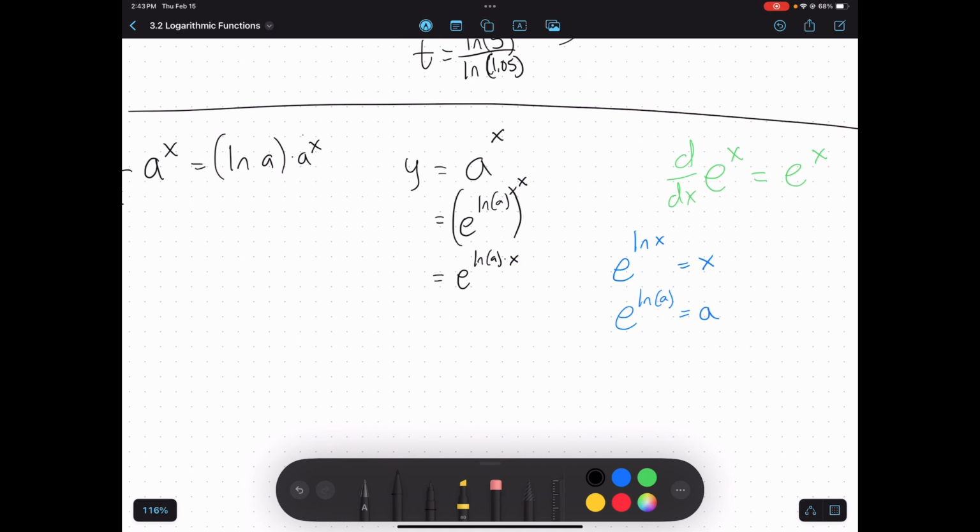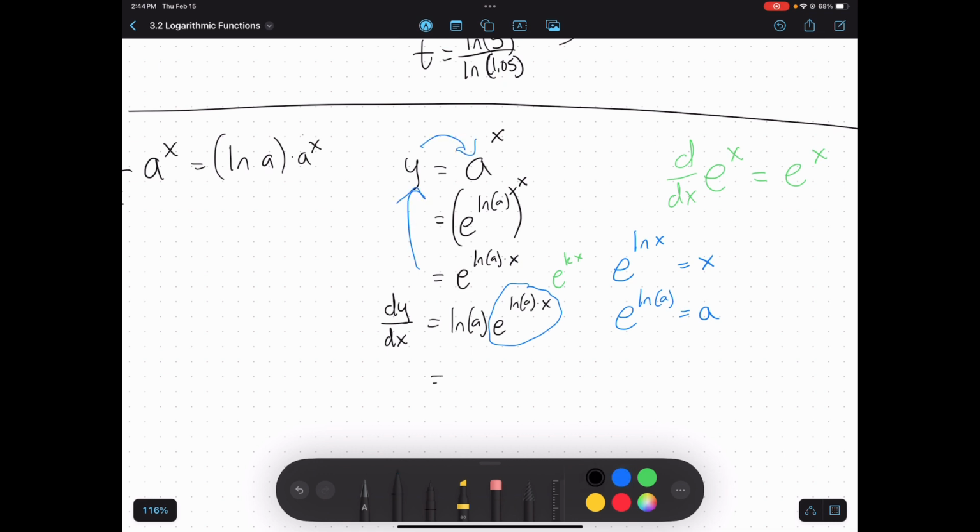Well, now this right here is in the form e to the kx, right? Natural log of a is just a constant, so I can go ahead and take my derivative. dy over dx is equal to natural log of a times e to the natural log of a times x. Well, what is e to the natural log of a times x? It's just what y is, which is a to the x.